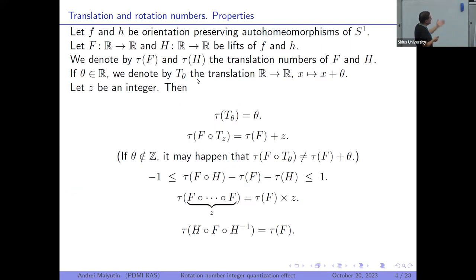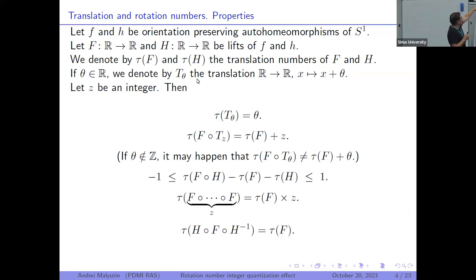And here are some properties of this translation and rotation number. If some group acts on the real line commuting with the integer shifts, it's the same as saying that the group acts on the circle such that we can lift this action to the real line, to the universal cover. Then the resulting function, our Poincaré translation number, is just some real valued function on our group. And this real valued function is, in fact, an almost homomorphism.